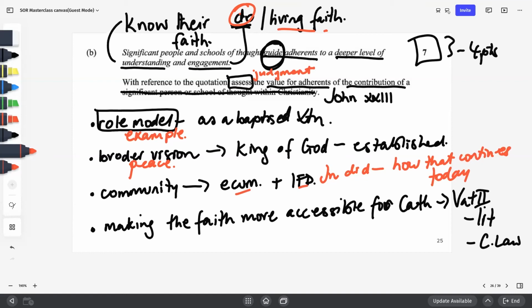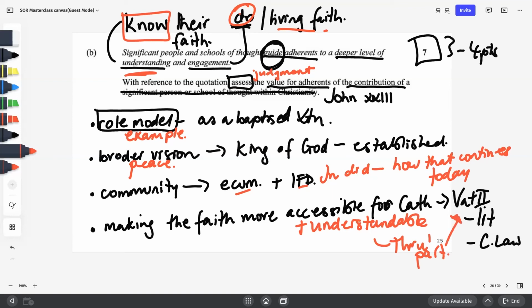One thing Australians do very well is ecumenism and interfaith dialogue. So that's a really good example. And this making the faith more accessible, you could put here understandable, because this is where you are going to bring in your quote. To know their faith, they know it through participating. And they participate in the liturgy. They don't participate in canonical law, but at least it gives them an understanding of why they do what they do.